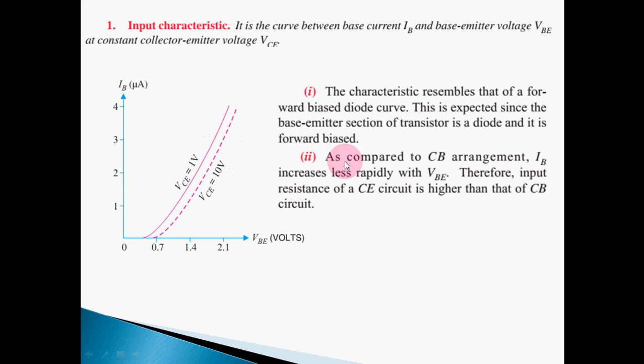Number two, as compared to CB, that means common base arrangement, IB increases less rapidly with VBE. That means the input resistance of CE circuit is higher than that of a CB circuit. In common base configuration, when we change VBE, the value of IB increases very rapidly, but in common emitter configuration it changes less rapidly, not very sharply. That's why in common emitter configuration, the input side has higher resistance than common base.